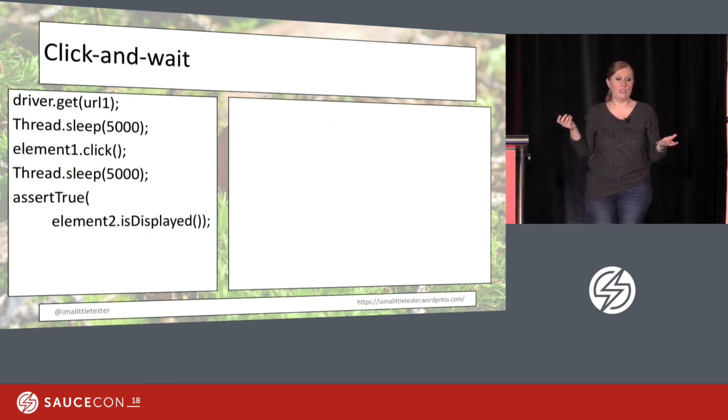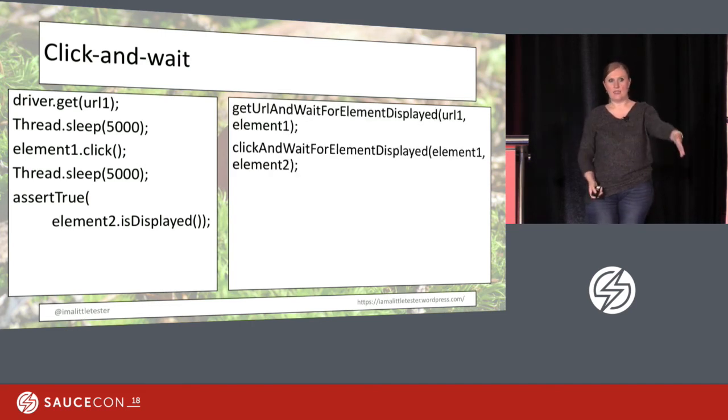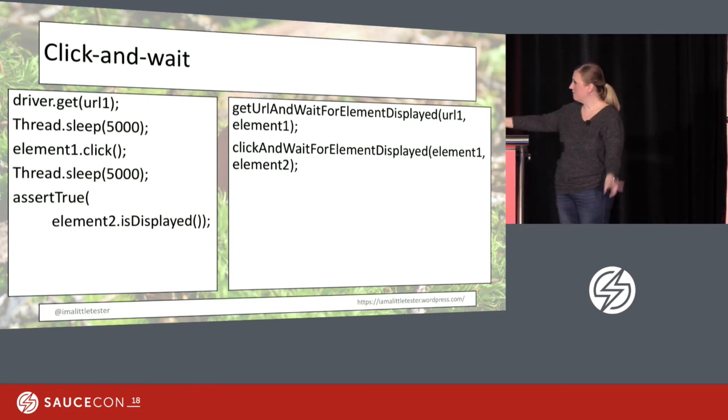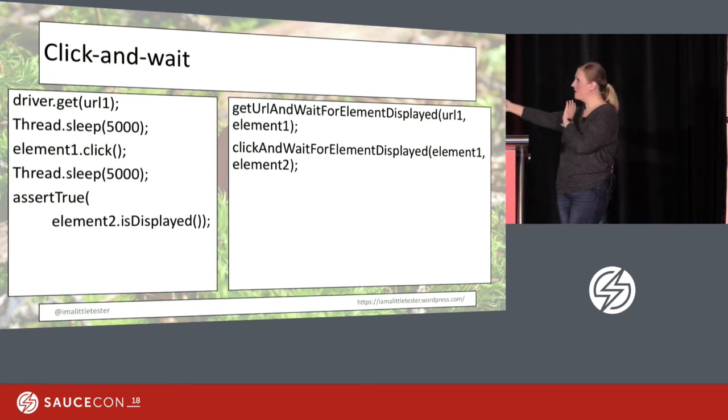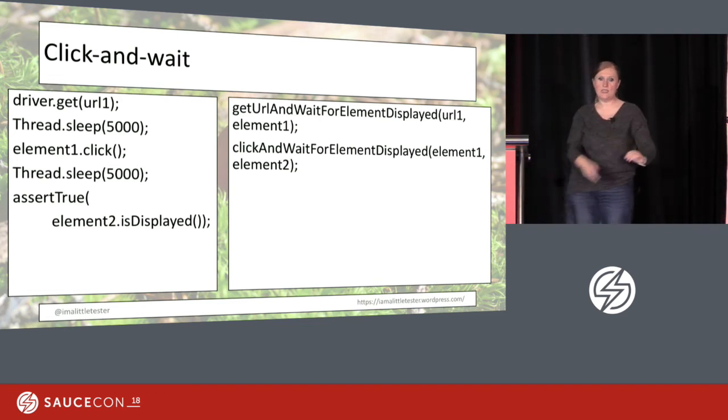Well, we want to get rid of the sleeps. So what we are going to do is just do this. The left column is what a bad test would look like, which means open a URL, sleep, click on the first button, sleep, and check for the second button. The right-hand side, which is only composed of waits, says get the URL. So open the URL, wait for the page to load, and then wait for the element to be displayed. Once this completes successfully, then you can just click on it and wait for another element to be displayed. So this is a succession of waits.